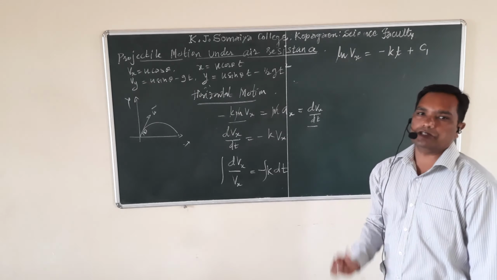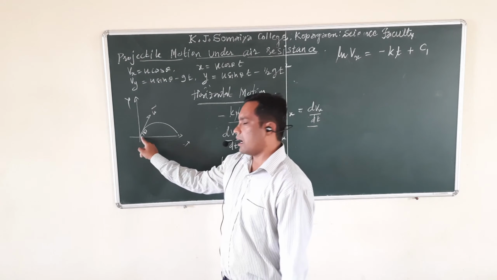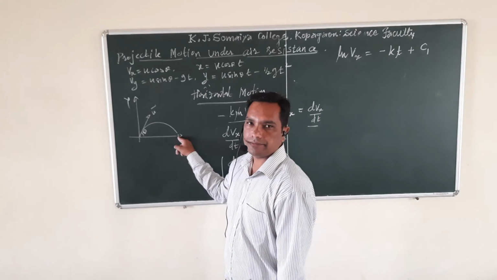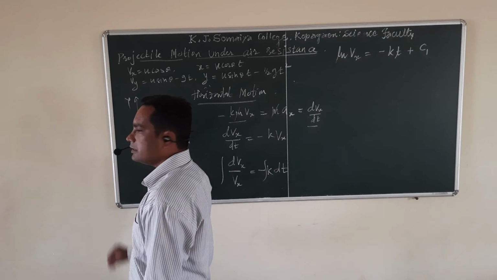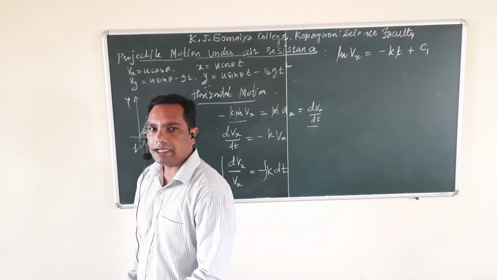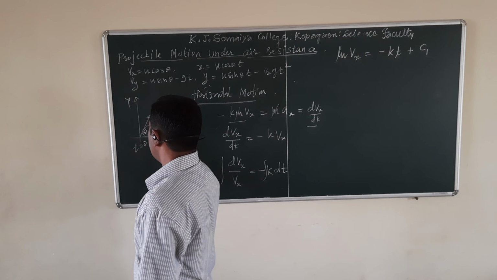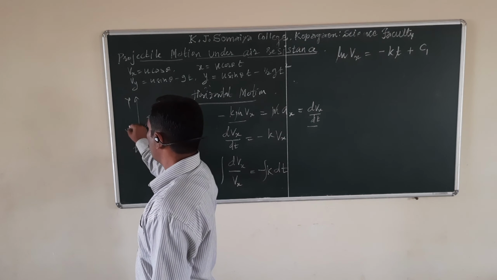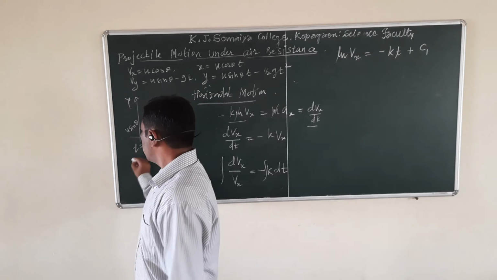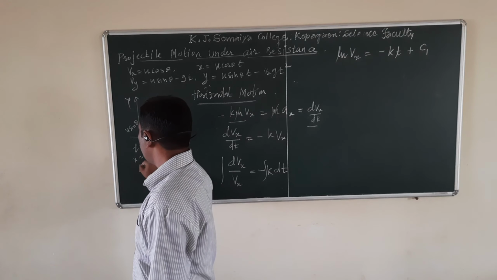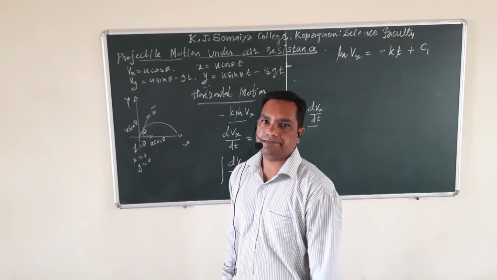bounded motion, and bounded motion means it starts here and ends over here. This is the initial position at t equal to 0, which means at time t equal to 0, the x component of velocity is u cos theta and the y component of velocity is u sin theta. At t equal to 0, the x position is 0 and the y position is 0. So these are the initial conditions.